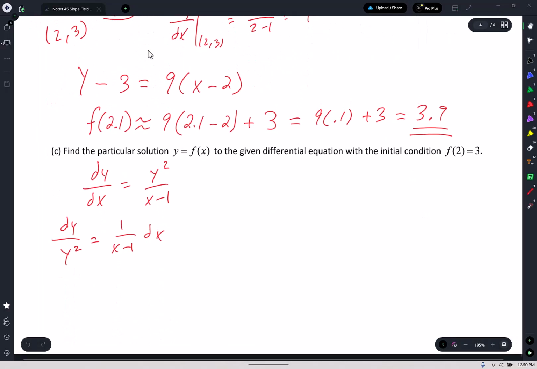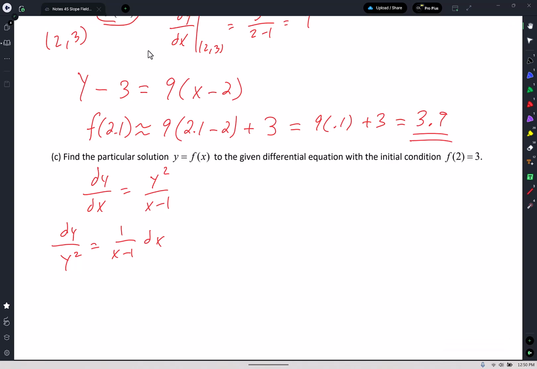Here we go, guys. We said find a particular solution to y equals f of x, a given differential equation, with the initial condition f of 2 equals 3. So this is my initial condition. And we already said dy/dx equals y squared over x minus 1. The first move is to get the y's with the y's and the x's with the x's. If you don't do that first move, you're going to lose points. So now I have it looking like this, and now you're going to take an antiderivative on both sides. I'm just going to rewrite it so it's easier to see.